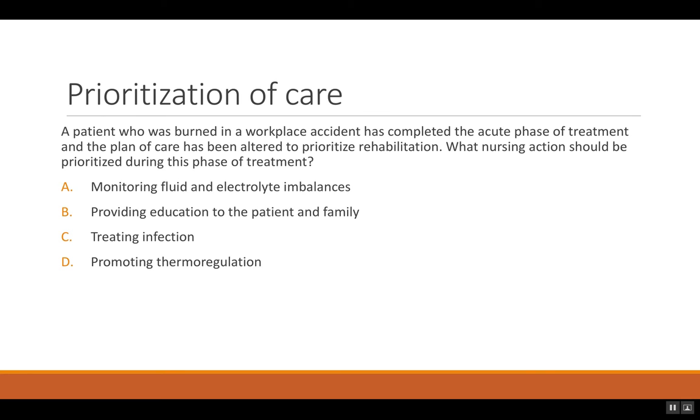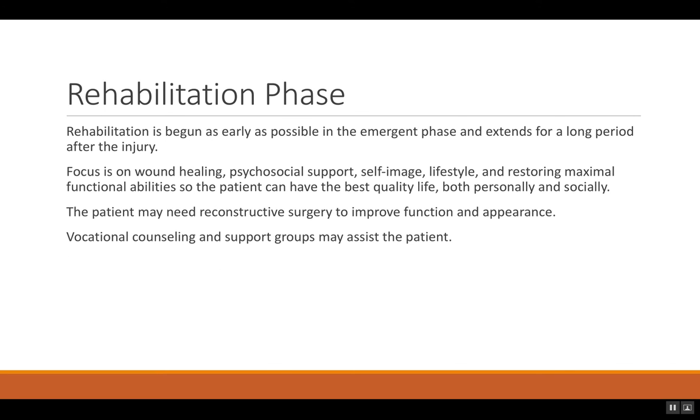Prioritizing care. The patient was burned in a workplace accident and has completed the acute phase of treatment, and the plan of care has been altered to prioritize rehabilitation. What nursing action should be prioritized during this phase of treatment? The answer is B, providing education to the patient and the family. They're moving towards the rehabilitation phase, which is begun as early as possible in the emergent phase and extends for a long period after the injury.